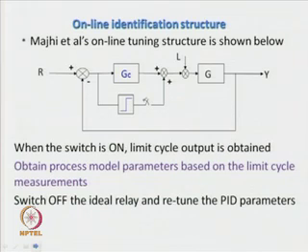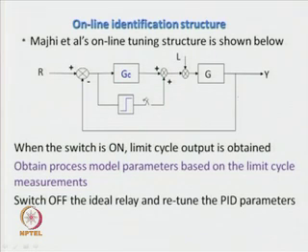To overcome that, we shall consider one more online tuning structure proposed by Marzi et al. In this structure, the relay is connected in parallel with the controller. So, a relay is connected in parallel with the controller GC, and this is the simple control structure we have, where the relay is connected in parallel with the controller in the feed forward path, and we have the closed loop system, the relay control system.